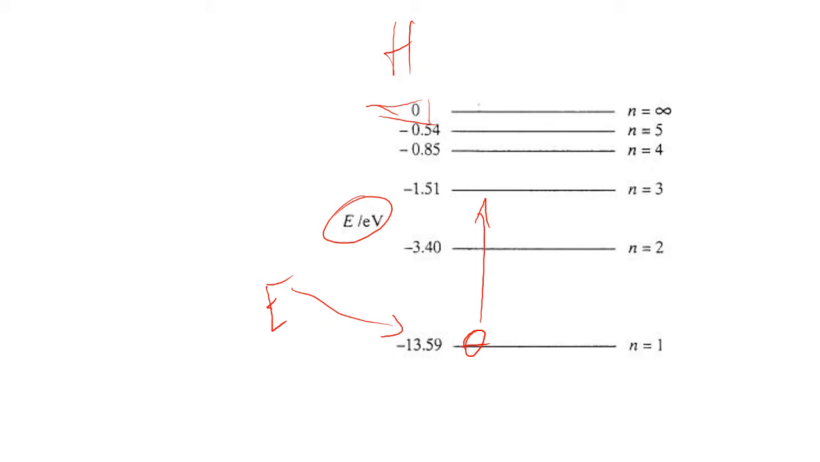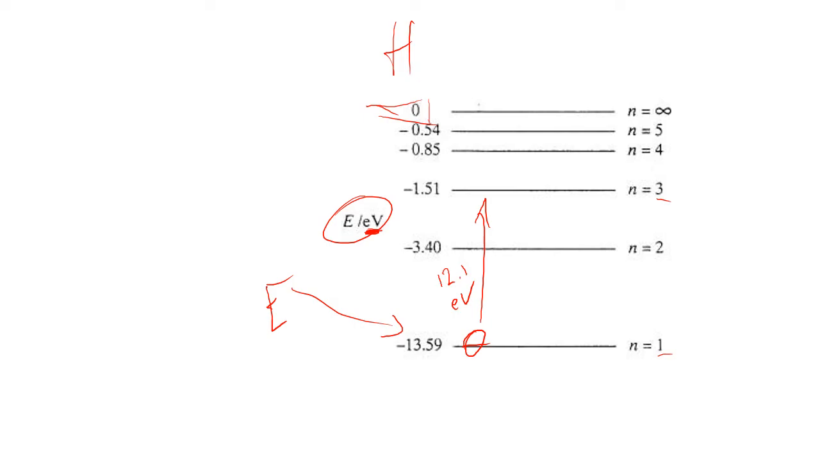So if it goes from this level, the first level, to the third level, it is going to go from negative 13.6 to negative 1.2. So this will take 12.1 units of energy, and it's in electron volts, which is a unit of energy. We're not going to worry too much about that yet, but whatever. So it takes 12.1 electron volts to go from here to there.